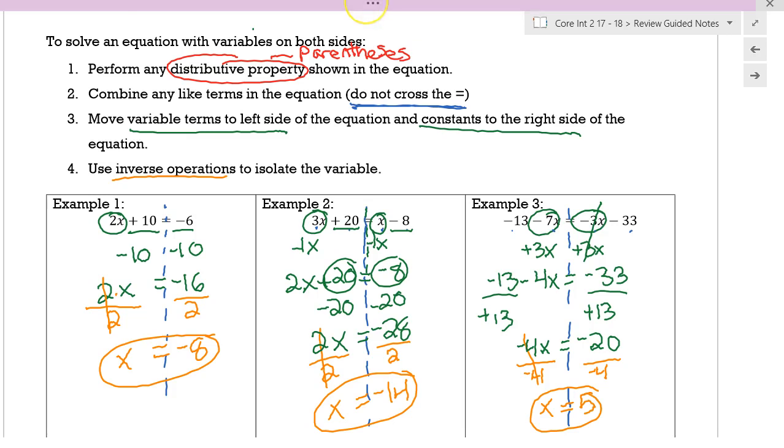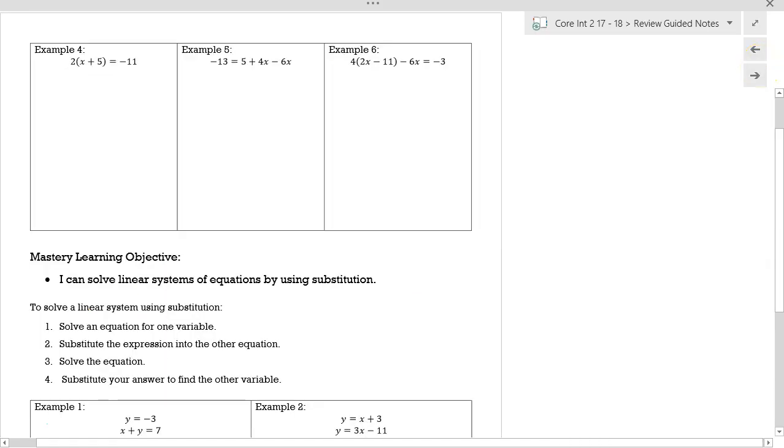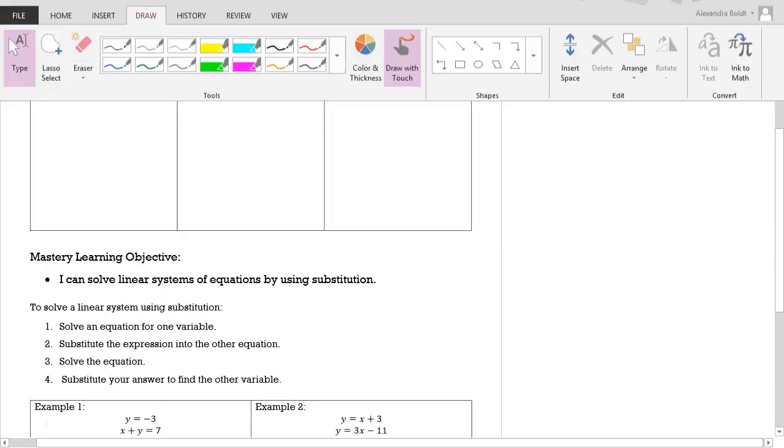All right, we're going to look at just a few more examples on the next page. So go ahead and turn your note page. We have 3 more examples.